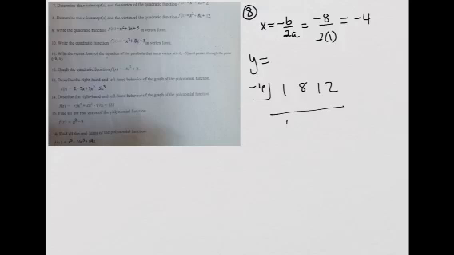Number 8, again asking for the same thing as 6 and 7. So I'm going to write negative 8 over 2 times 1. That's negative 4. So for the y value, I'm going to set it up as synthetic division. 1, 8, 12. Bring down the 1, negative 4, 4, negative 16, so that gives me negative 4. So negative 4, negative 4. So the vertex is negative 4, negative 4.